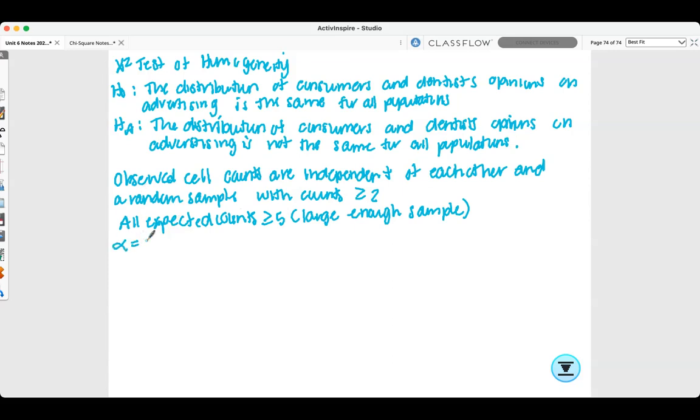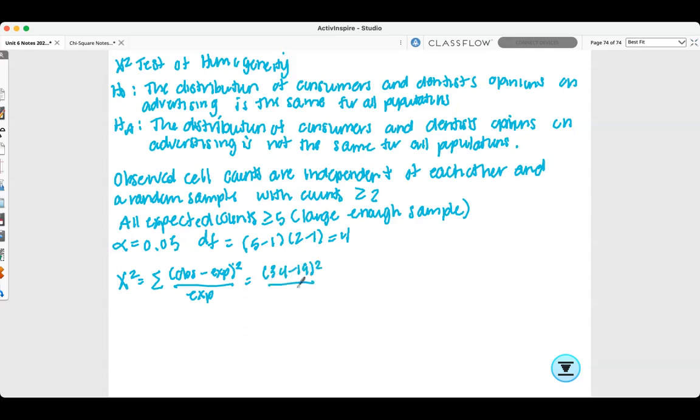Our alpha level is 0.05. Since it wasn't stated, our degrees of freedom would be 5 minus 1 times 2 minus 1, which equals 4. Make sure you show your work for that, please. Chi-squared would be sigma observed minus expected squared all over expected. That's your formula. So we would just need to show this: 34 minus 19 squared all over 19, plus all the way to the last one, 46 minus 28 squared all over 28.